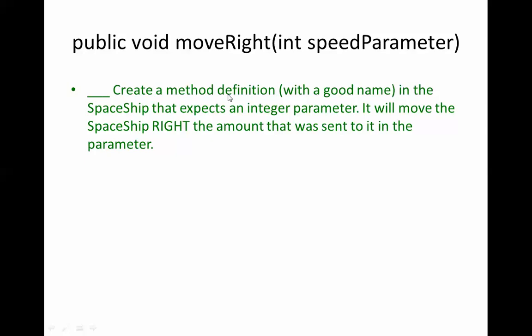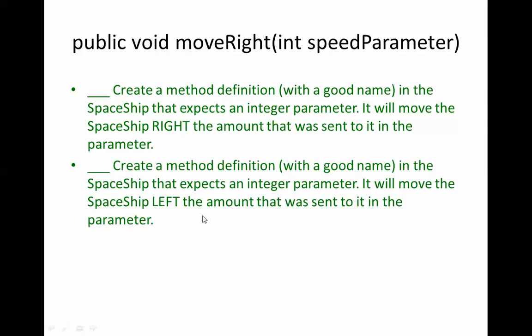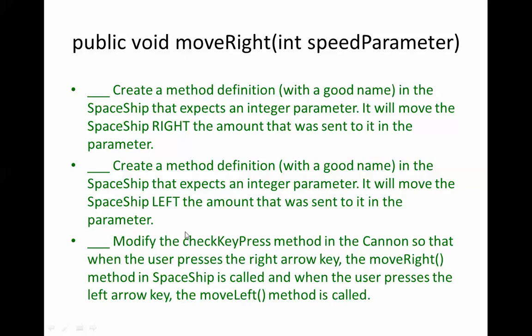Okay, so create a method definition with a good name in the spaceship that expects an integer parameter, so you have to send it the speed. It will move the spaceship right the amount that was sent into the parameter. Create a method. Alright, I just showed you all that, and I just showed you all this.